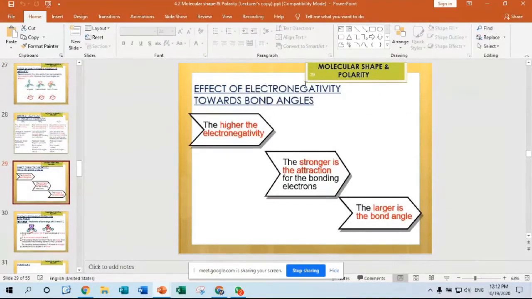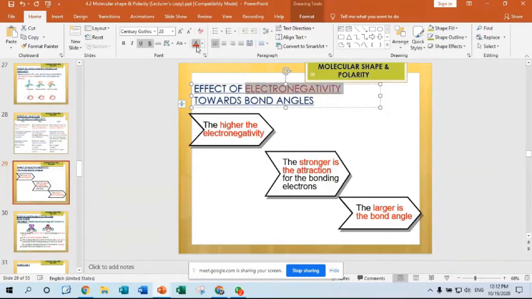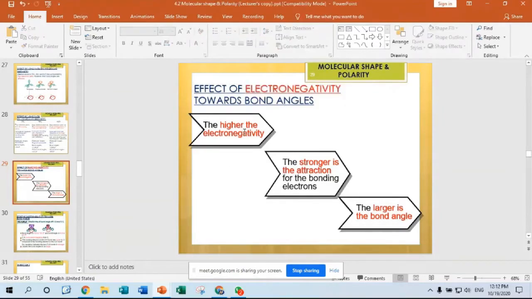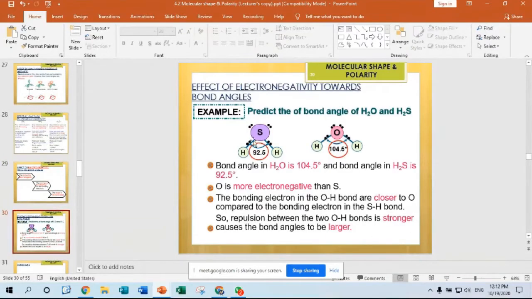Effect of electronegativity towards bond angle. Just now was about lone pair. Now we talk about electronegativity. Higher electronegativity, stronger the attraction, the larger the bond angle. So for example, for this case, both of them are AB2E2: 2 bonding pairs, 2 lone pairs. Why is the bond angle for this one smaller compared to this one?